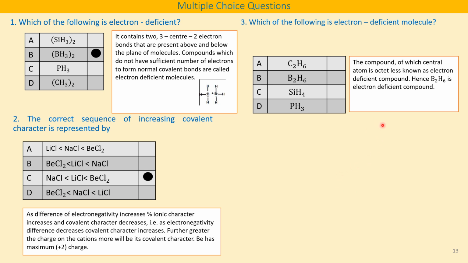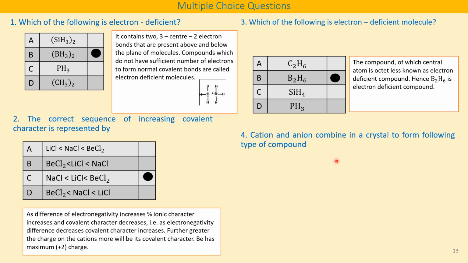The explanation is, a compound whose central atom is octetless is known as an electron deficient compound. Hence, B2H6 is an electron deficient compound. Please mark it. Option B is the correct answer.